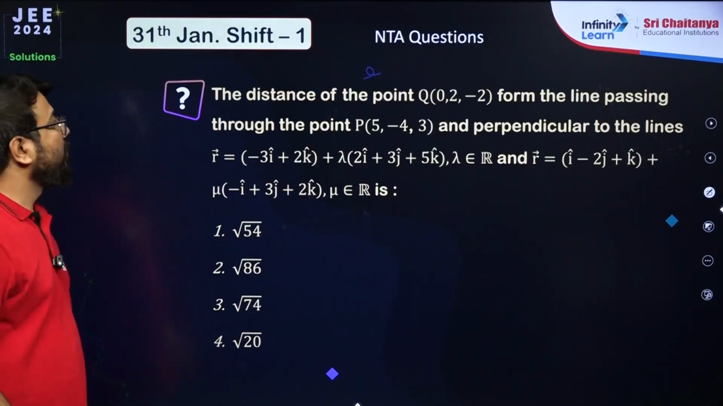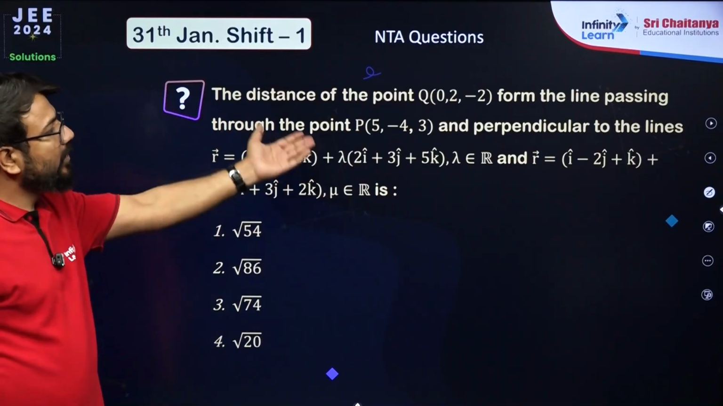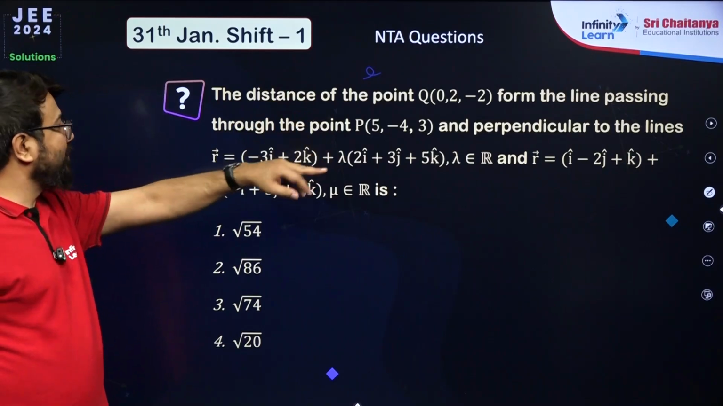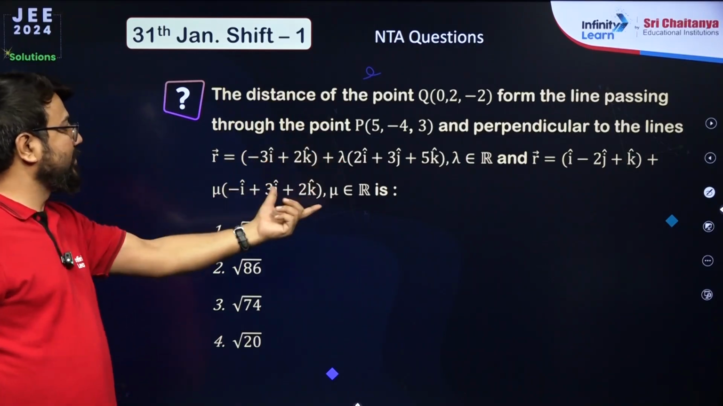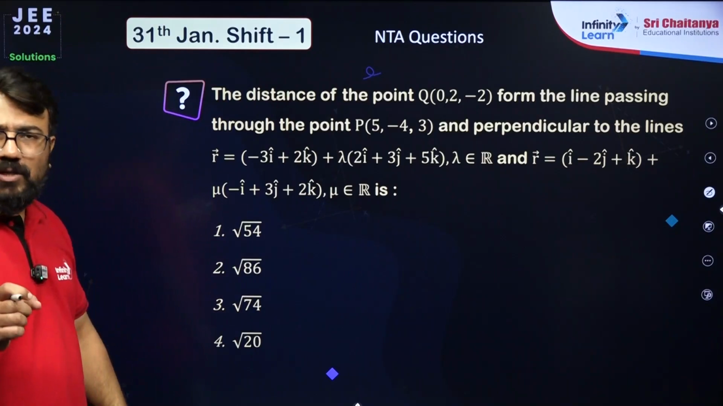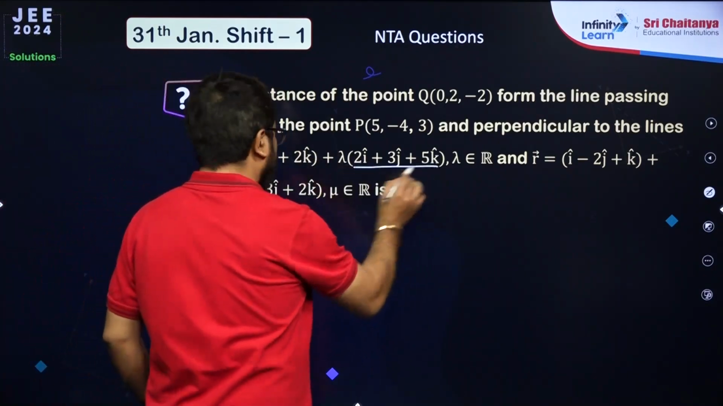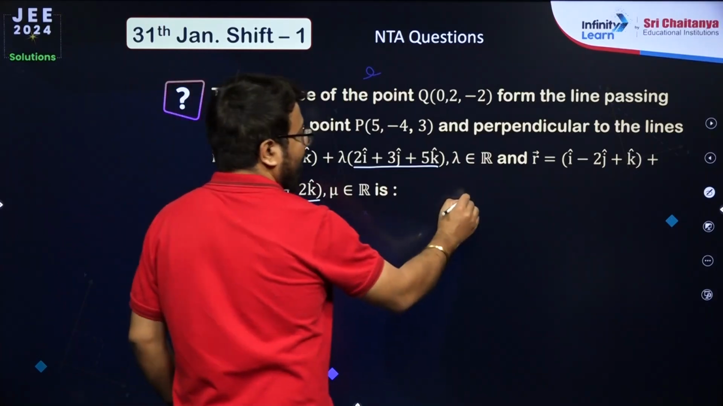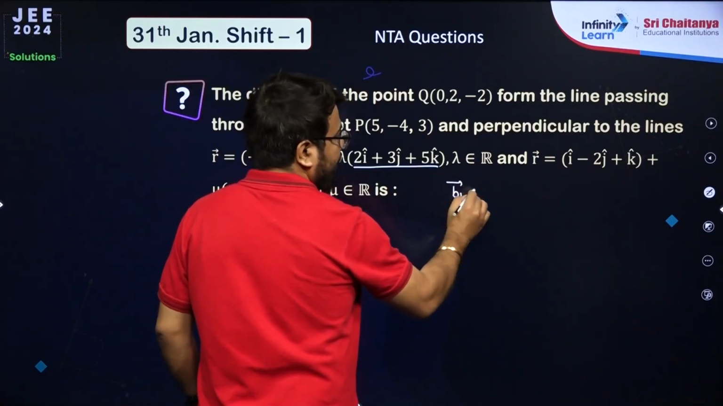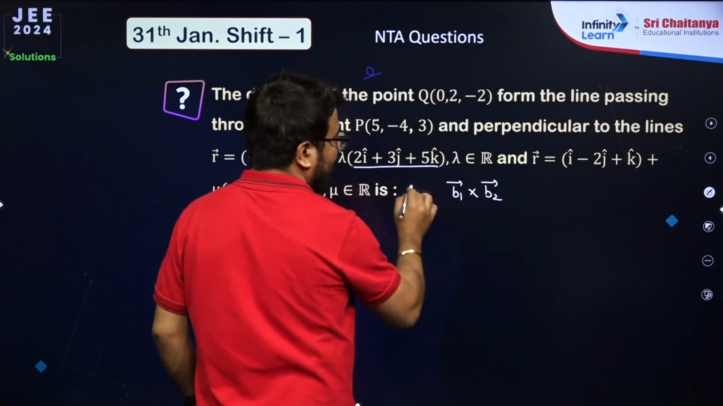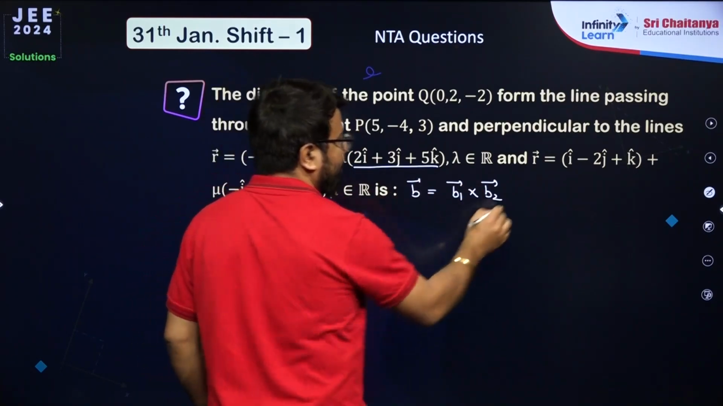Moving ahead to the next problem: the distance of the point Q from the line passing through this point and perpendicular to these two lines. So basically, I want a line which is perpendicular to two given lines. So just consider the cross product of their parallel vectors. That will be the parallel vector of our required line.